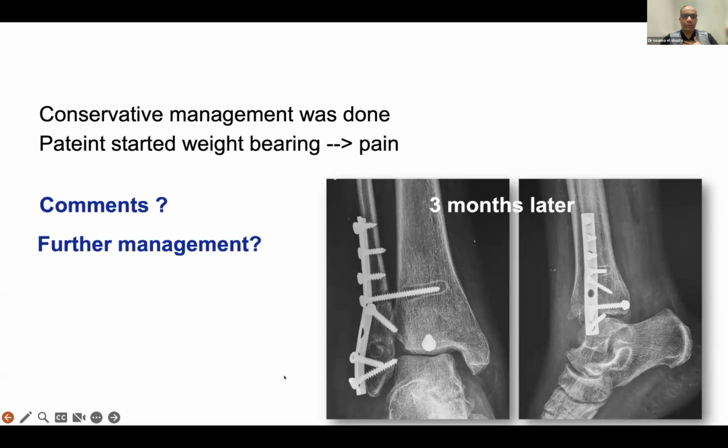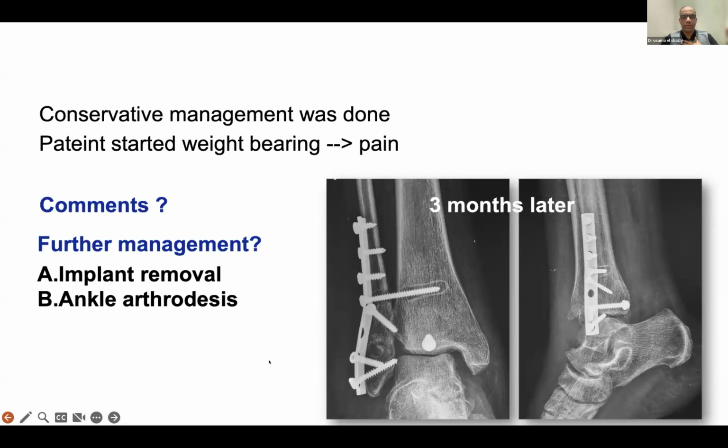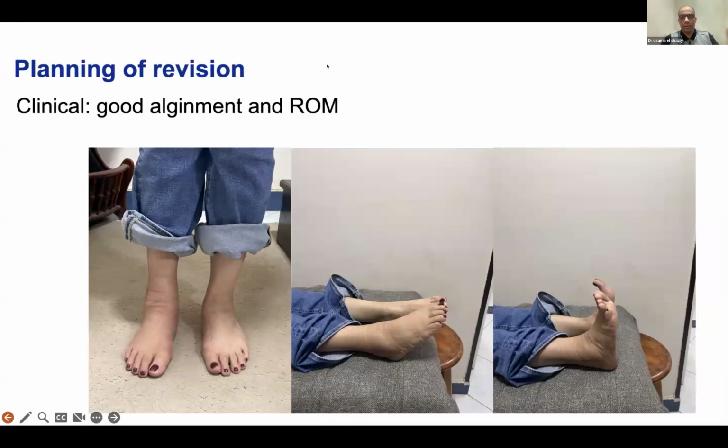So the majority of you said we have to do revision and some say we have to do primary fusion. And of course, the surgeon suggested hardware implant removal to improve pain, which is not valid for this case. So I think you agree that we need to make planning for revision. This is the pre-operative examination of the patient and assessment.